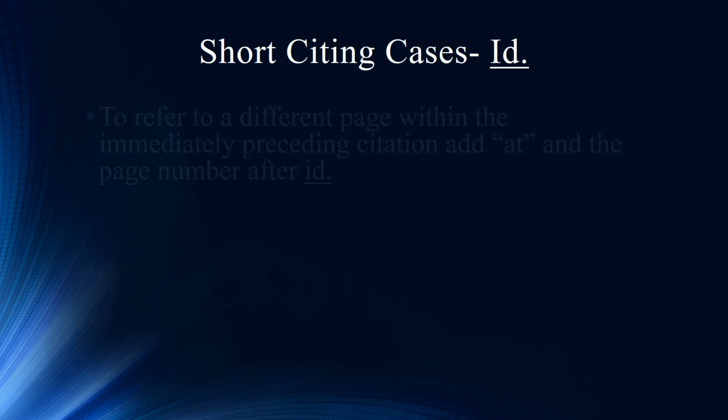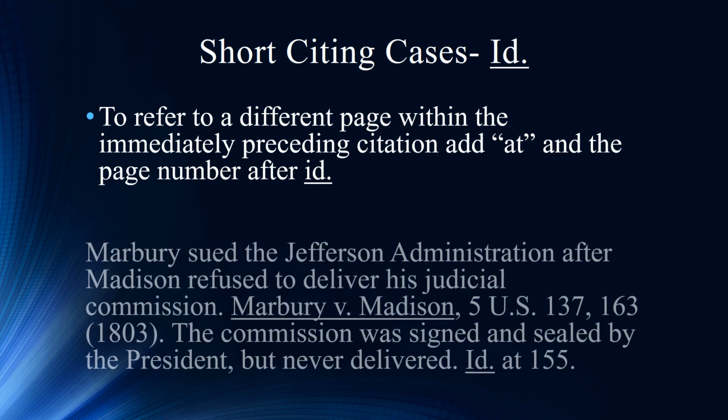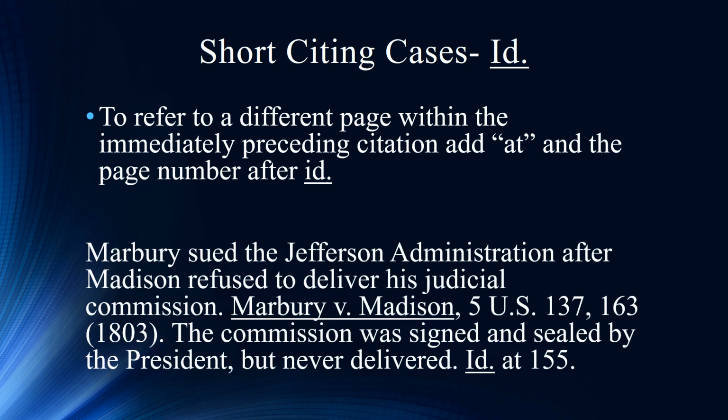To refer to a different page within the immediately preceding citation, add at and the page number after id. Look at this example. The second sentence states, the commission was signed and sealed by the President but not delivered. Id. at 155. Now the second sentence is still found in Marbury v. Madison, but it's not found on page 163. It's found on page 155.